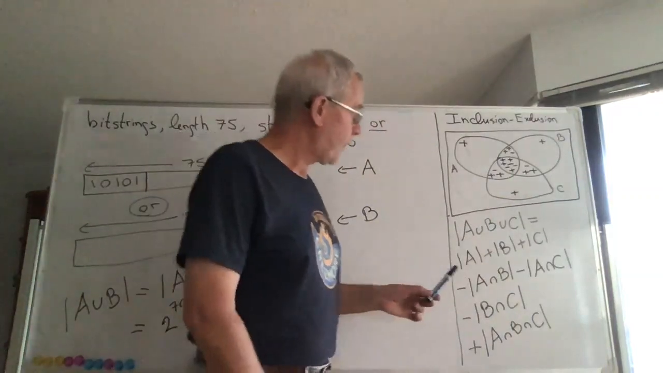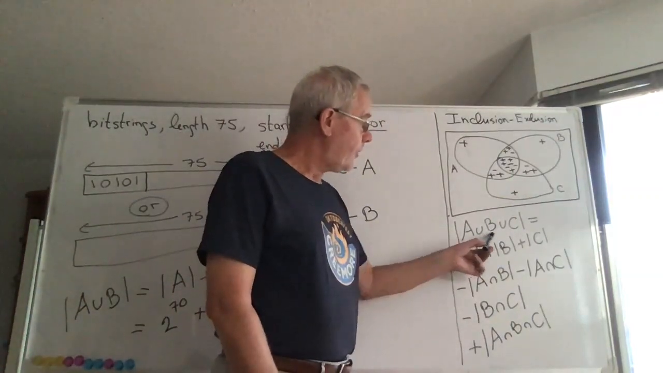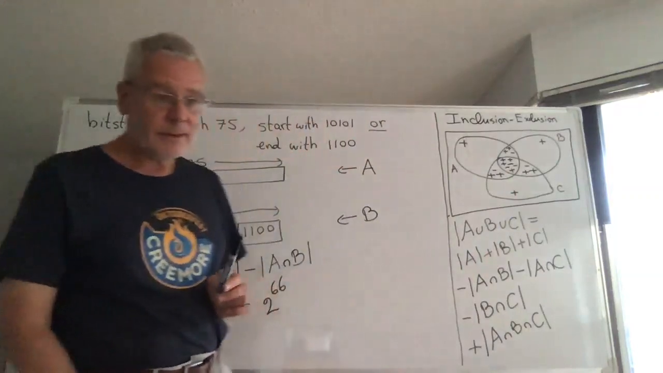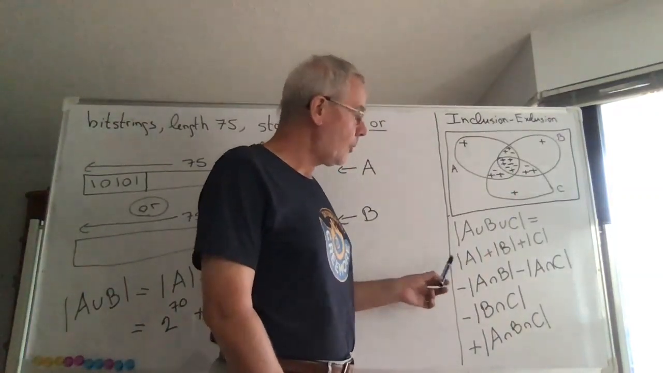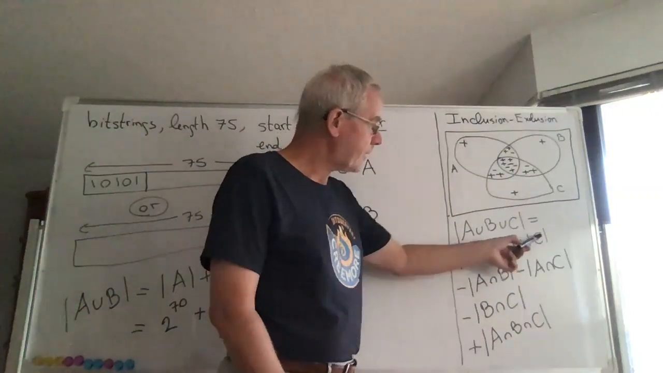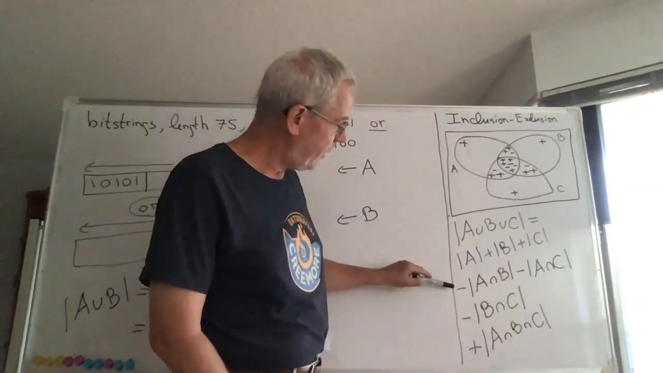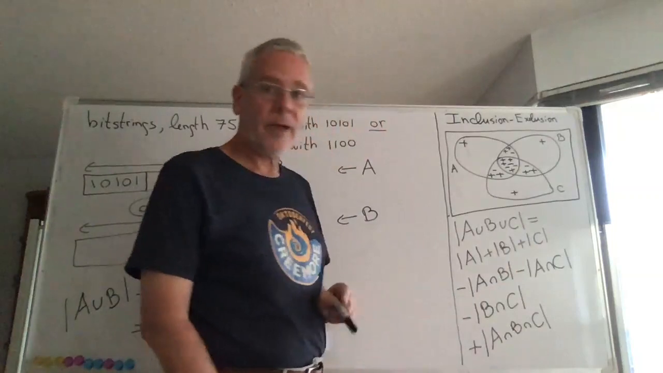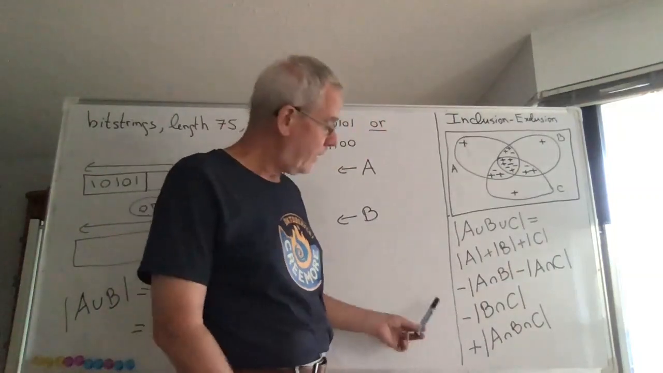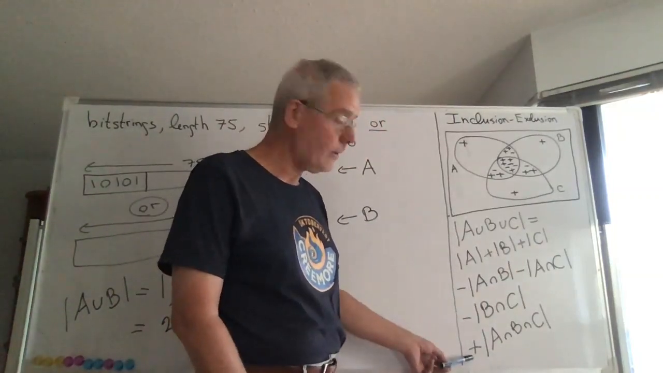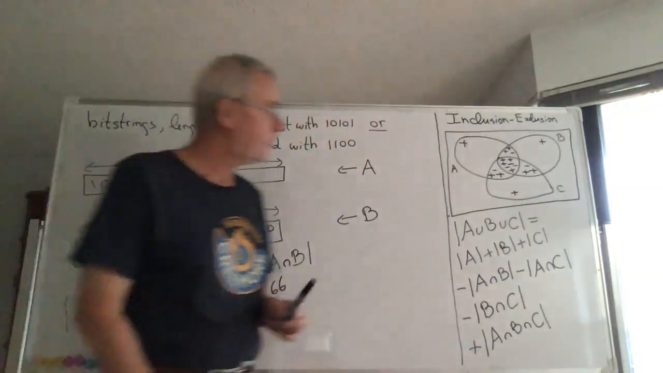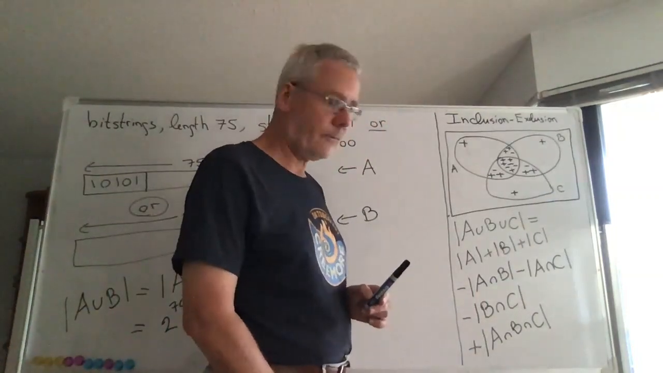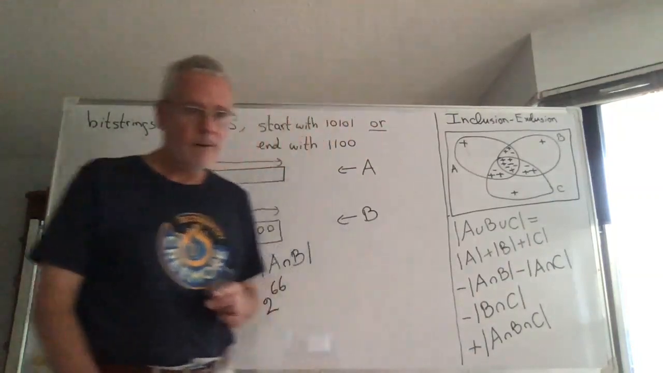Okay, so we have a union of 3 sets. We start by including the sets themselves, then we exclude the pairwise intersection, and then at the end we include the intersection of all 3 sets. And so this is inclusion-exclusion for 3 sets.